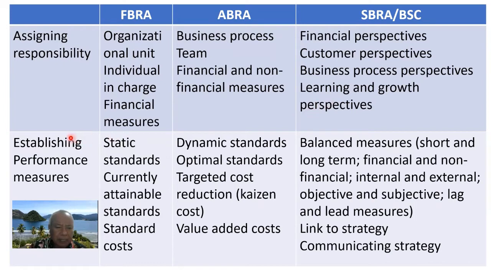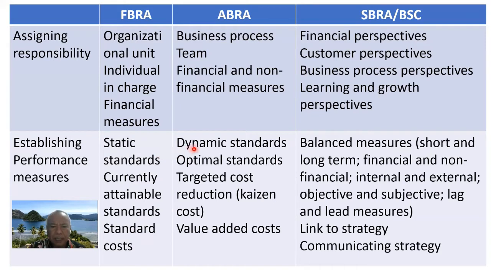And then, looking at establishing performance measures in functional based responsibility accounting, the performance measure is based on static standards. We set the standard at the beginning of the year and use it for the whole year. The standard is a currently attainable standard based on current operations. We use standard cost, so if we can achieve the standard cost, the performance will be good.